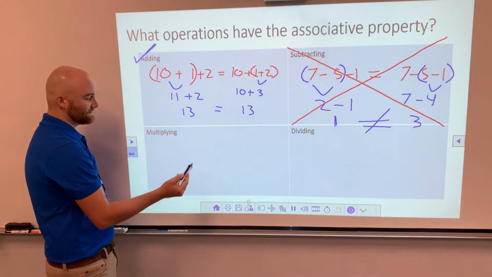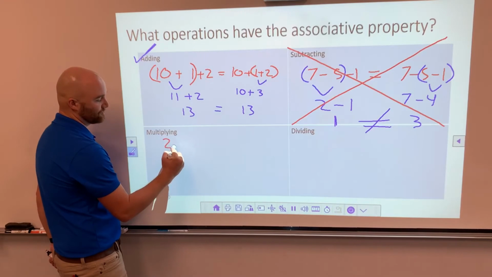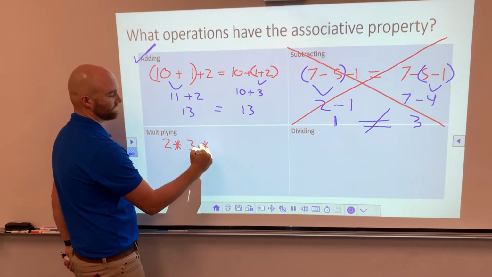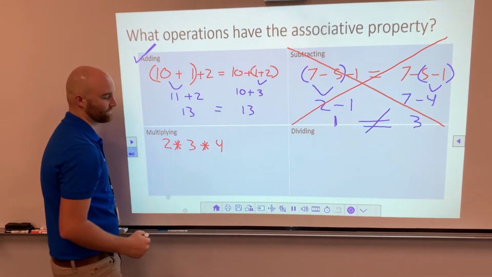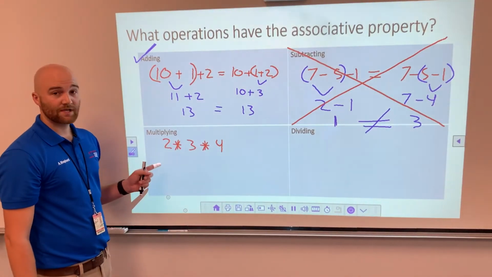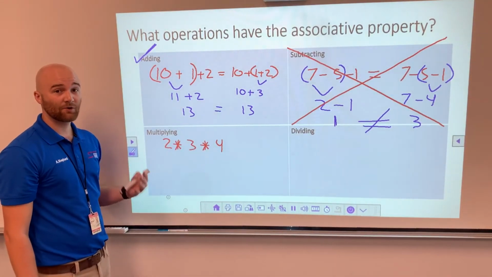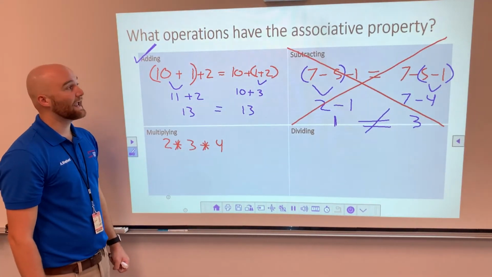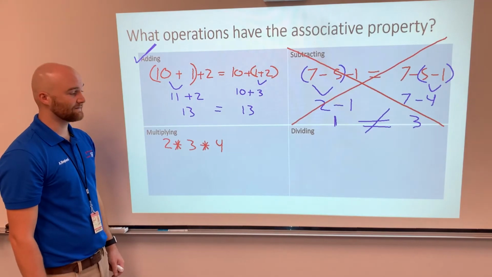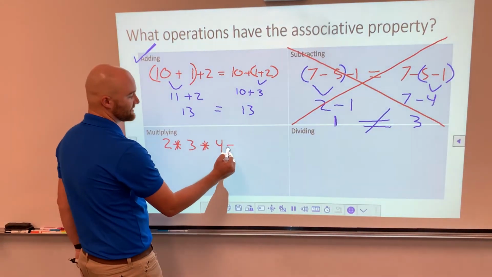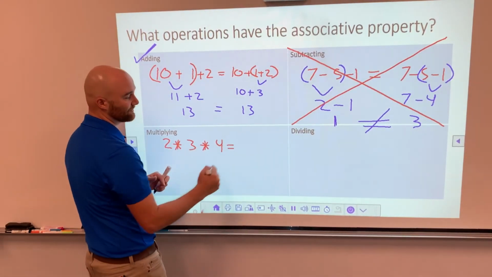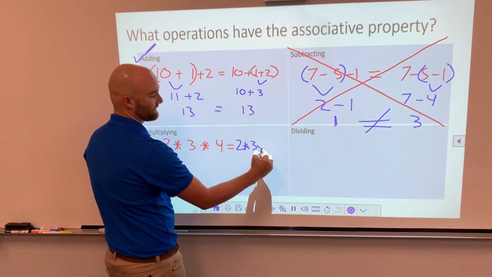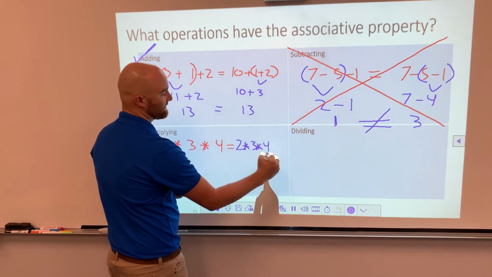Let's try multiplying. When I try multiplying, let's come up with some numbers. I've got 2 times 3 times 4. If this works, I should be able to put them in different orders or group them together in different sets and come up with the same answer. If the associative property works for multiplying, I should be able to group them together in different ways and get the same answer.